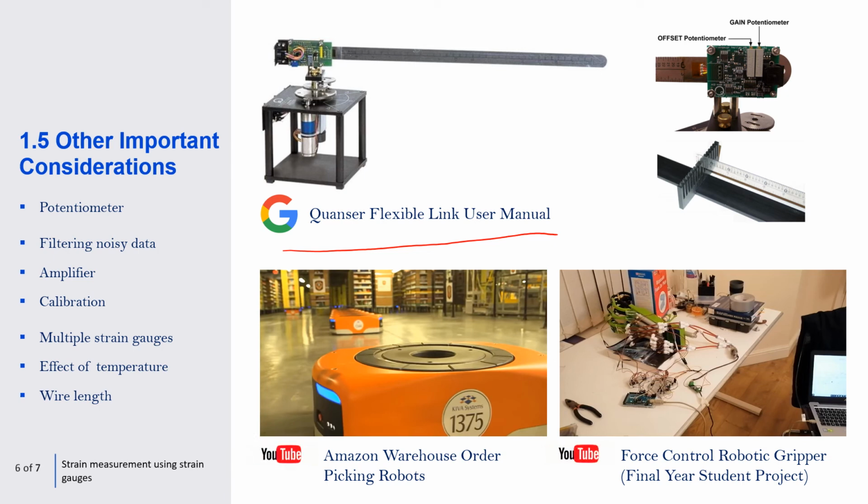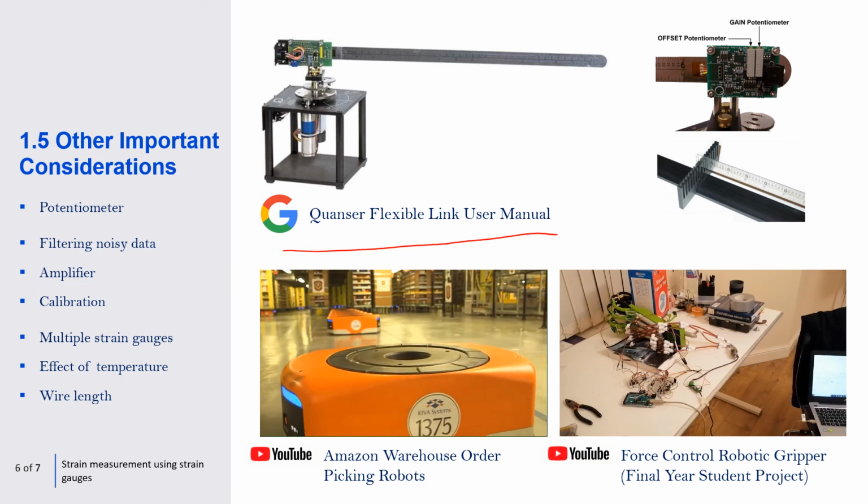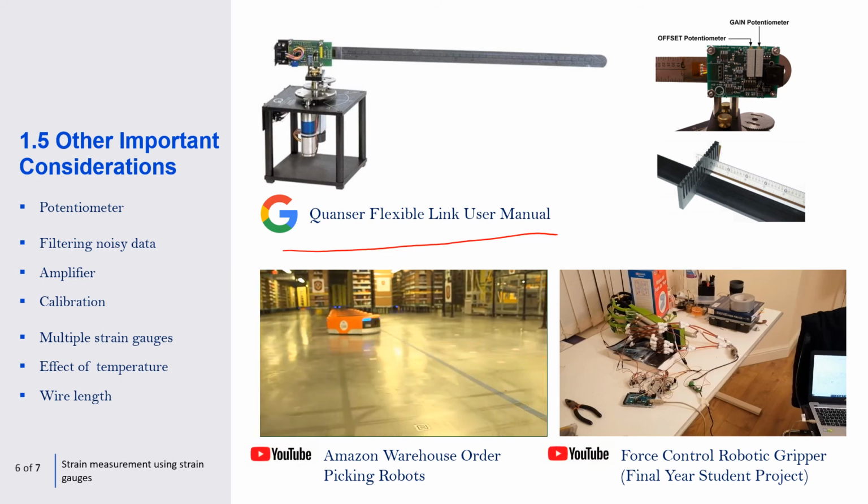Multiple strain gauges: we looked just at one strain gauge. However, you could replace all 4 of the resistors with variable resistors, and you have things such as the effect of temperature on the strain gauges. So there's the idea of using a dummy gauge, and then wire length also has some issues with the length of the wires and resistance.